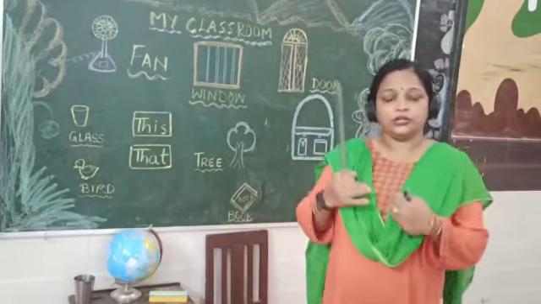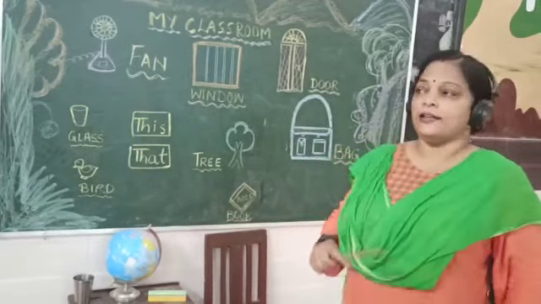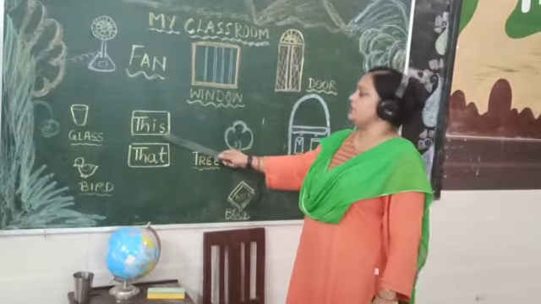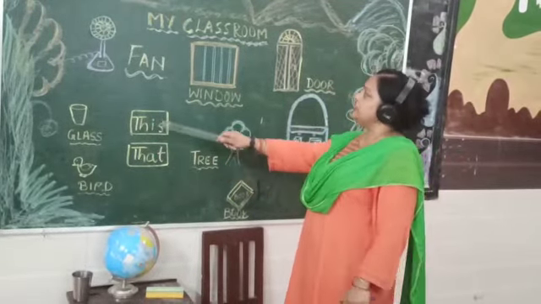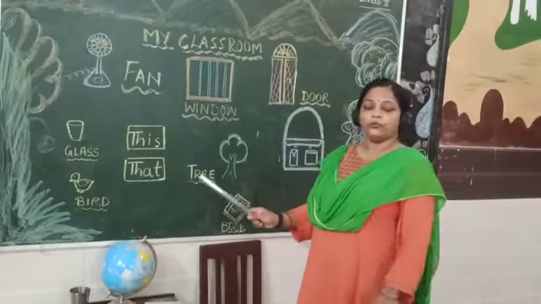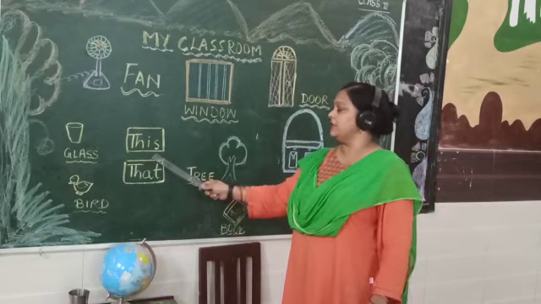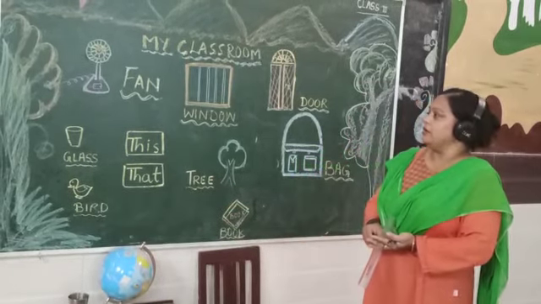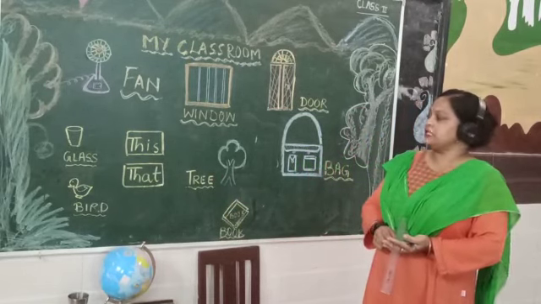Where the objects are near to us, we use this, and where the objects are far, we use that. So you must have understood this and that with the sentence making formation. These different objects, this is the way we can make sentences from this and that. Okay. So now you all have to make sentences.